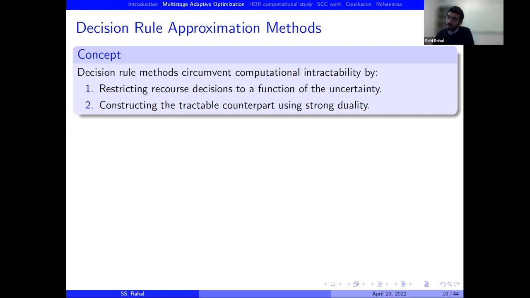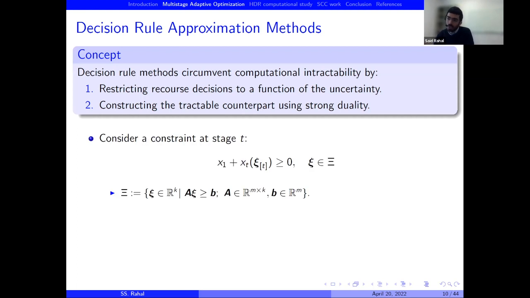As a means of illustration, consider we have this generic constraint at stage t. So x sub 1 is the static decision, and x sub t as a function of xi is the recourse policy. And our uncertainty set is a polytope. Yes, you see. Yes, Jean-Francois.